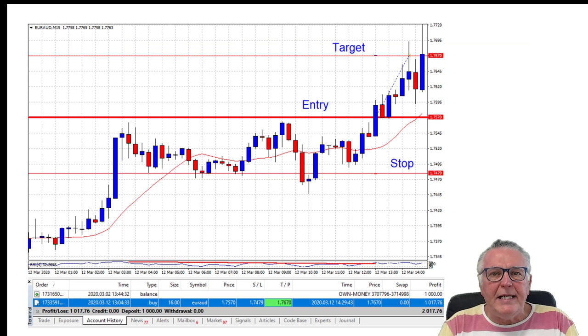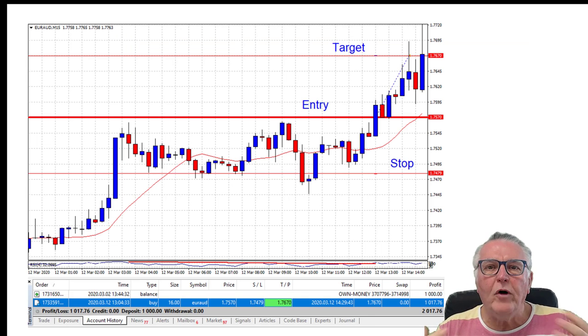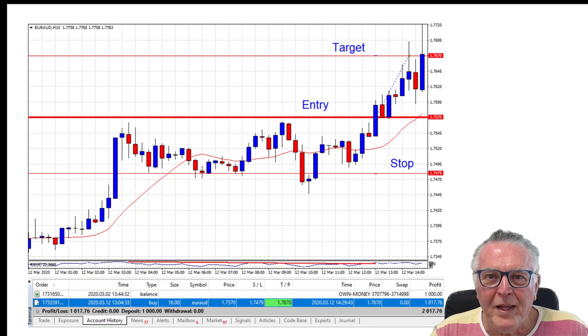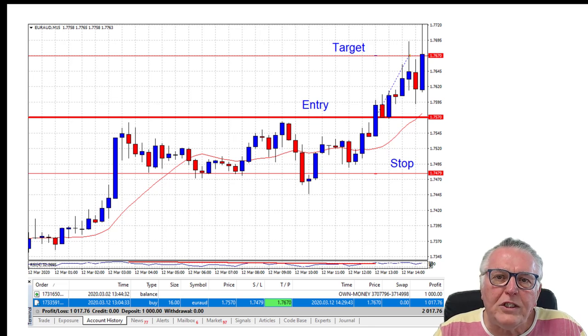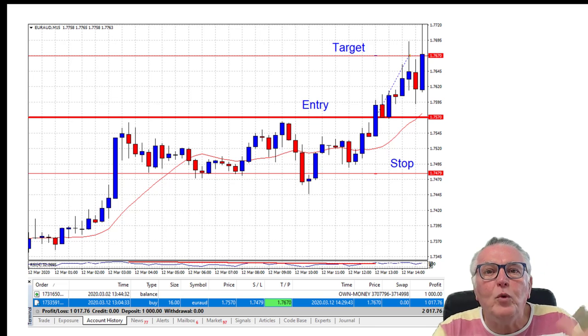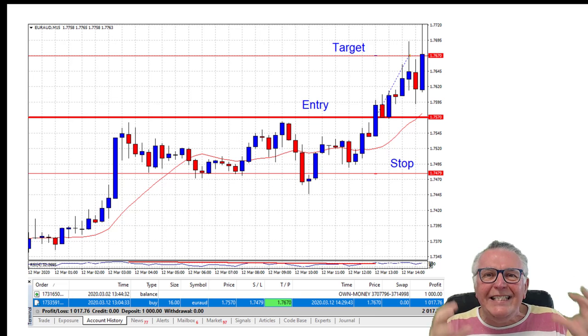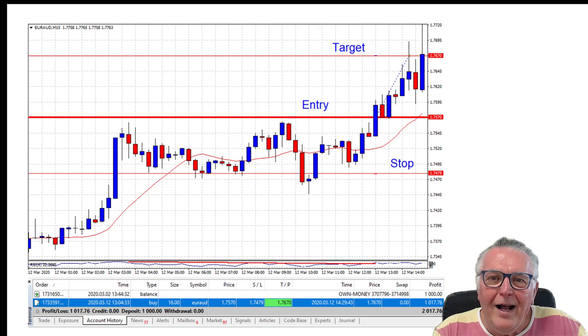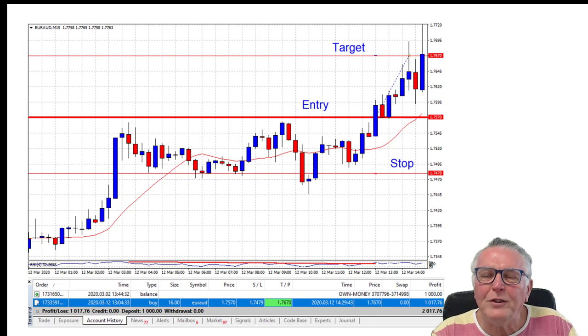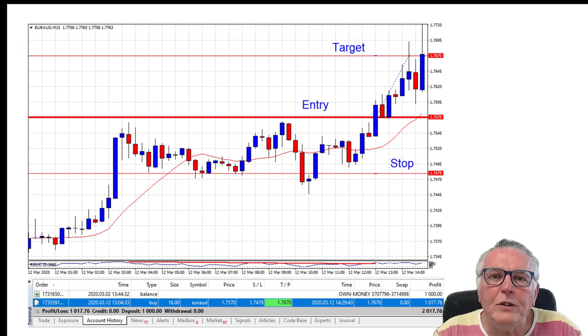Now, here's a trade that I did yesterday. It was on the Euro Oz. And it was at a time when the euro was strengthening quite strongly and the Oz at the same time was weakening. So it was ideal to trade the Euro Oz. I could have most probably traded either just the Euro on its own or the Oz on its own, but the Euro Oz provided a turbo boost to that particular trade.